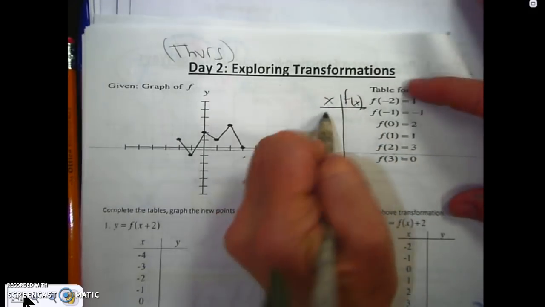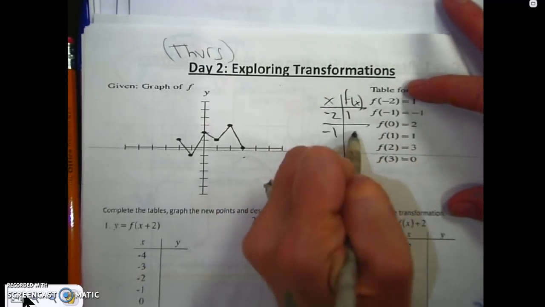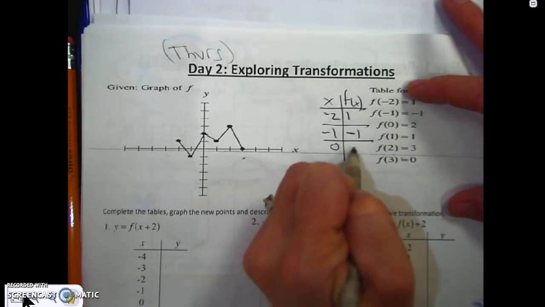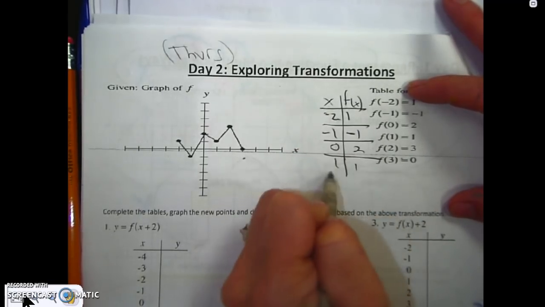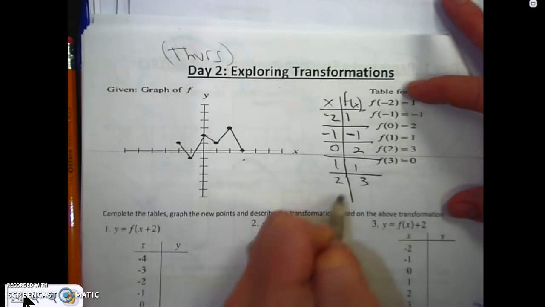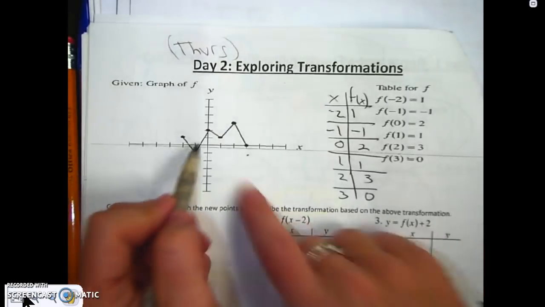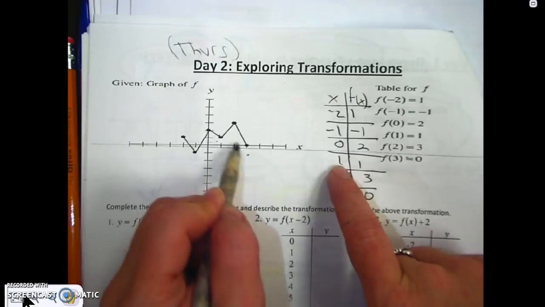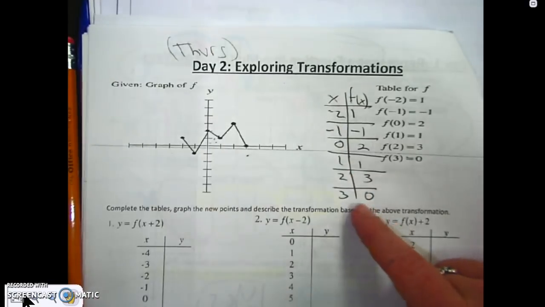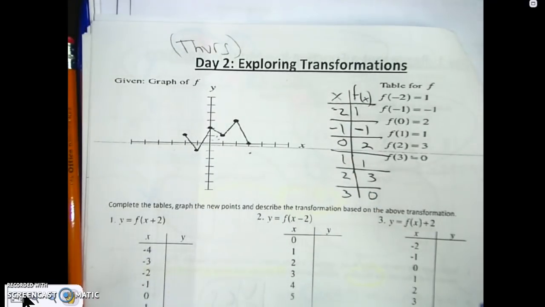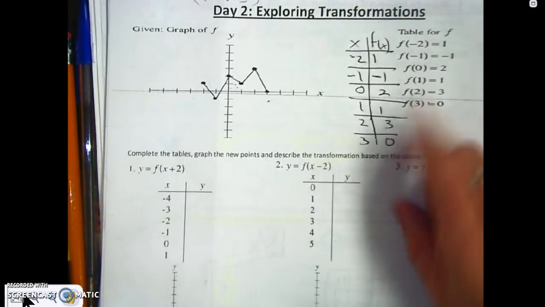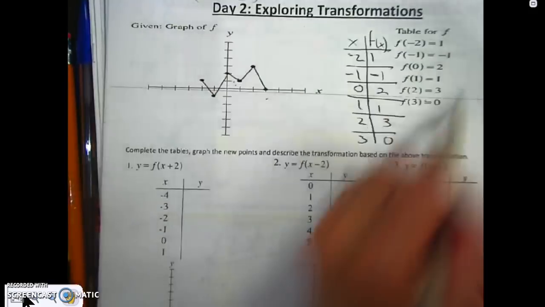So what it really means, if I was to write it like this, is negative 2, 1; negative 1, 1; 0, 2; 1, 1; 2, 3; and 3, 0. And if you look, there's 1, 1, there's 3, 0. So here's all those points written over there. So this is the original function, and we're always going to go back to the original, always the original.